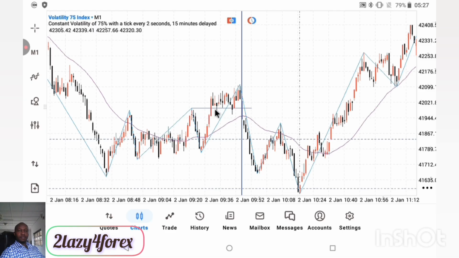So there's a break here. It's not just a break, a higher high must form. There's a break and a higher high formed here. But unfortunately for us, price closed below again. So that turned out to be a bad trade.